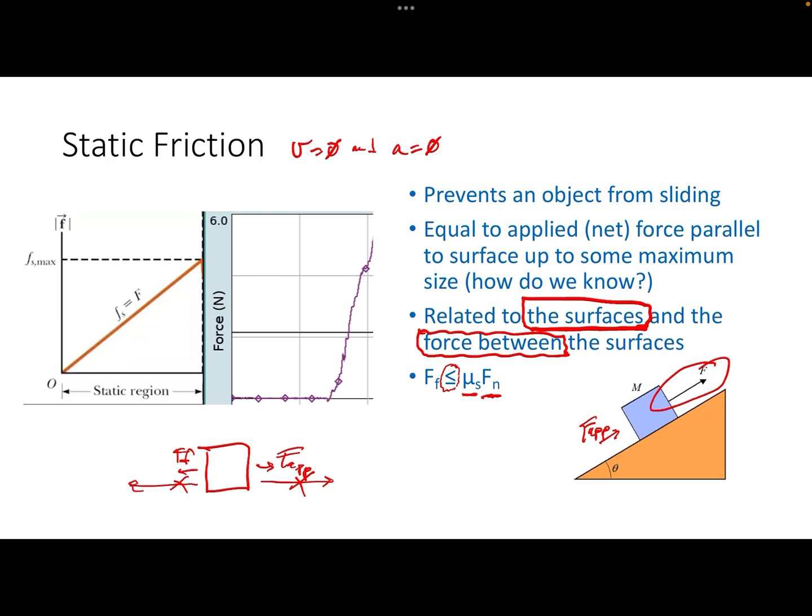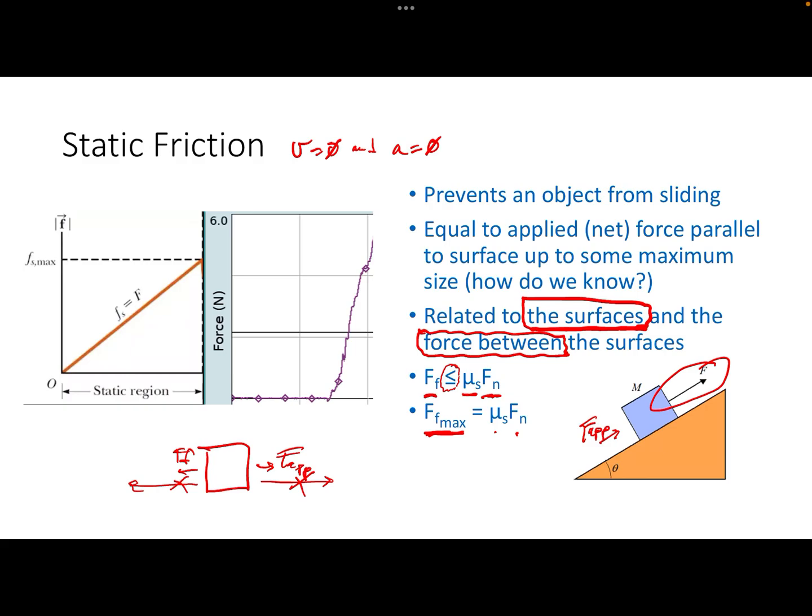We don't know how much it is unless we know the net applied force from all other forces parallel to a surface. Much of the time, what we're really trying to determine with static friction is what's the maximum it could be. The maximum force that static friction could apply is this coefficient times the normal force. What that means is if the overall applied force is greater than that, it will start to accelerate. So sometimes we're looking for a frictional force that's less than that maximum.